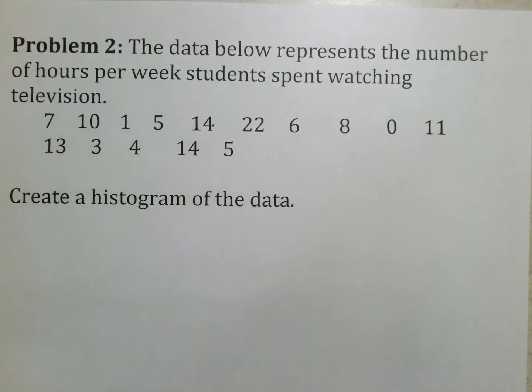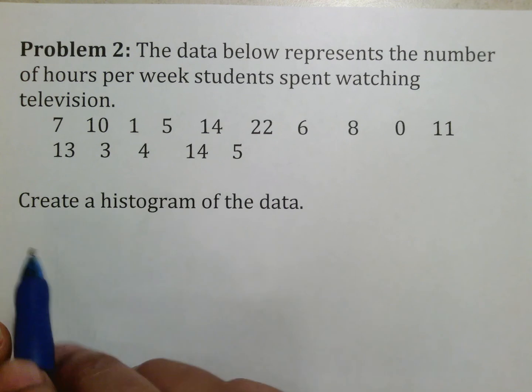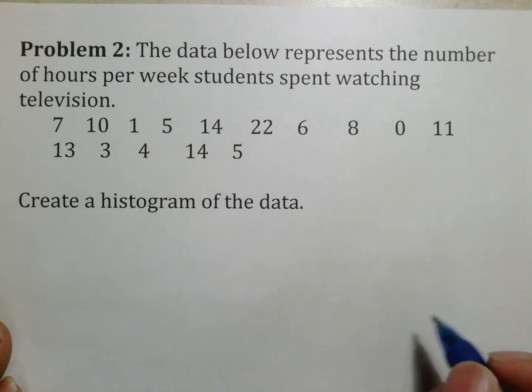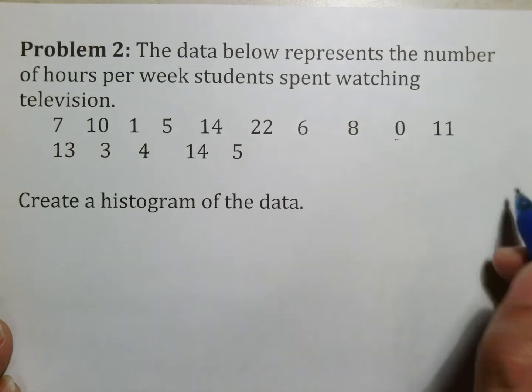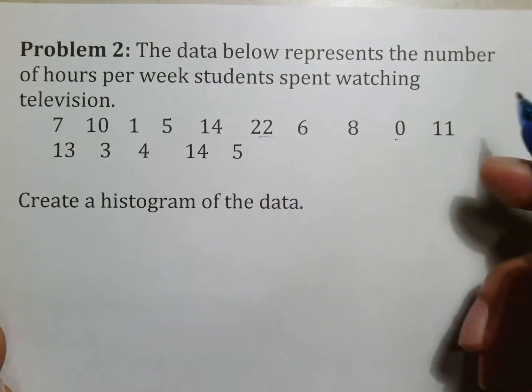Looking at problem 2, same thing. Data below represents the number of hours per week students spent watching television. They want a histogram of the data. Well, they just don't ask for a frequency table, but in order to make a histogram you have to make a frequency table. So I need to look at my range first, 0 being my lowest. Looks like 22 is my highest, so I have to get up to about 25.